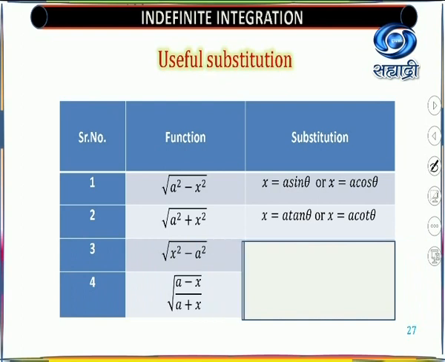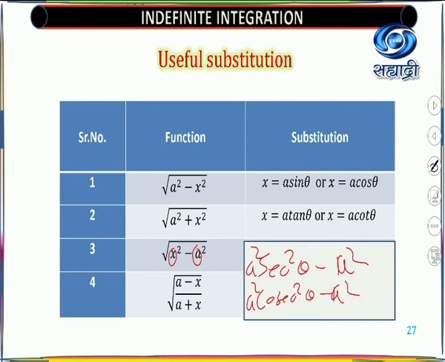Similarly, in the third and fourth types, the expressions are root of x square minus a square and root of a minus x upon a plus x. Here, to substitute for x, minus identities are required. What are the minus identities? They are sec square theta minus 1 and cosec square theta minus 1. You need a constant also, so it is a square sec square minus a square, a square cosec square minus a square. This substitution gives the simplification of the third type of examples.